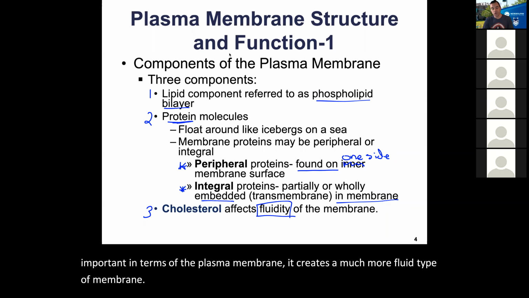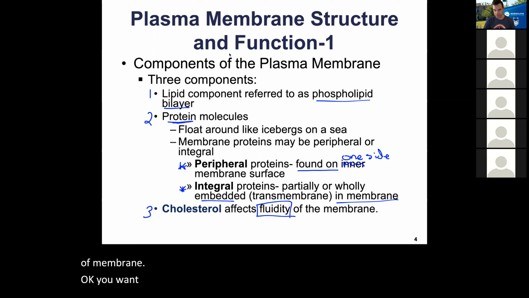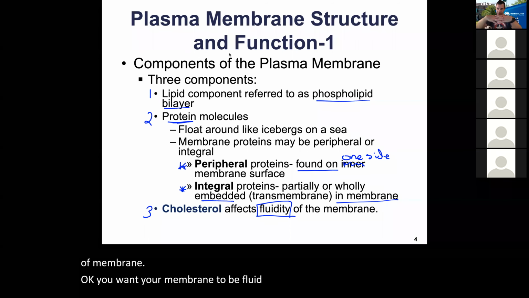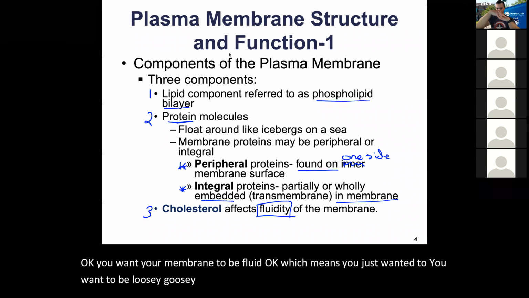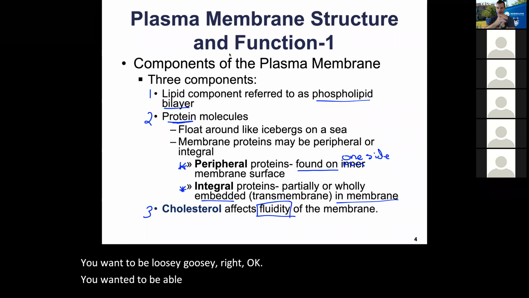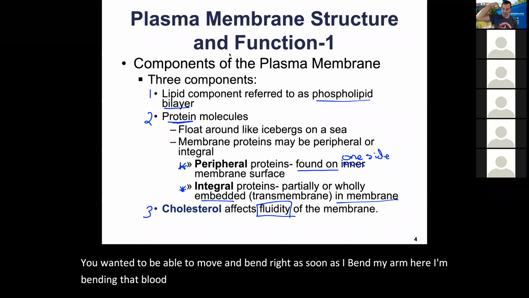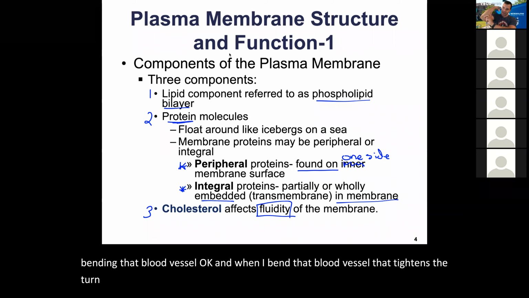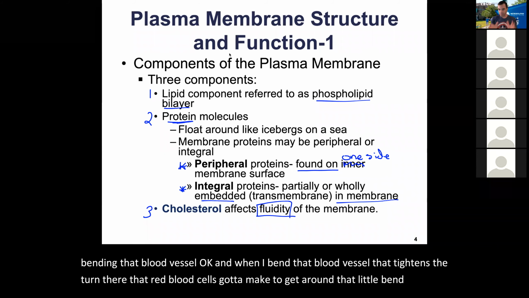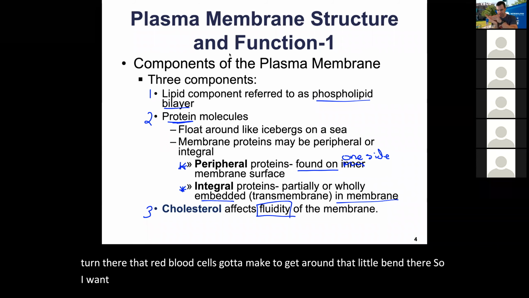Okay? You want your membrane to be fluid, okay? Which means you just want it to be loosey-goosey, right? You want it to be able to move and bend, right? As soon as I bend my arm here, I'm bending that blood vessel, okay? And when I bend that blood vessel, that tightens the turn that red blood cells have to make to get around that little bend there. So I want my cells to be able to bend and get around stuff, okay?